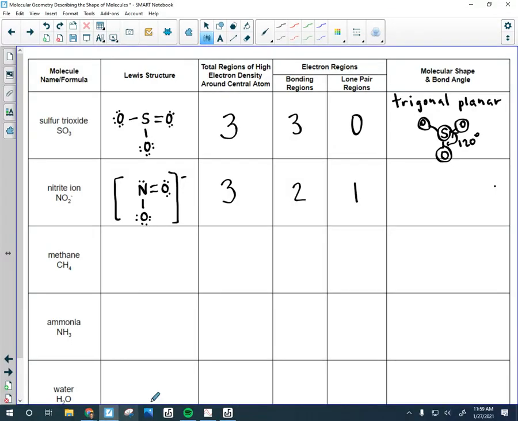So let's represent that on the paper. And first, let's name it. This one does not have a fancy name. It is just called a bent molecule. I think chemists missed an opportunity there to come up with some fancy word that means bent, but they didn't. So I'm going to draw it with my nitrogen in the middle.